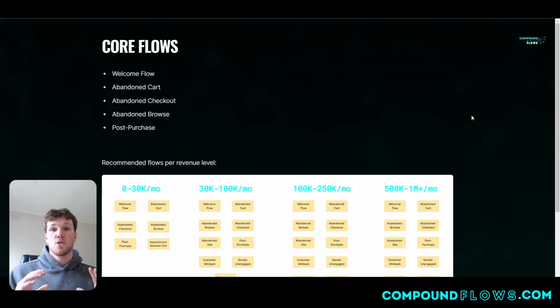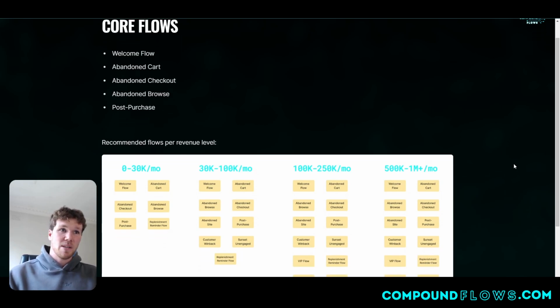So the core flows you want to set up are the welcome flow, abandoned cart, abandoned checkout, abandoned browse, and the post purchase. What I mean by core flows is that these are going to be your main revenue drivers. And this is the same across every type of e-commerce store and every kind of industry and niche. So you really want to set these up ASAP and get them up. They're going to be generating the most amount of revenue out of all your flows.